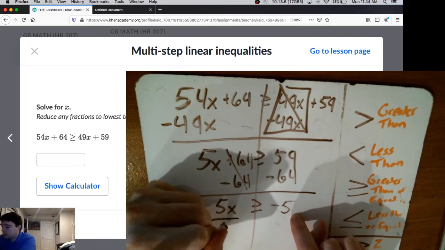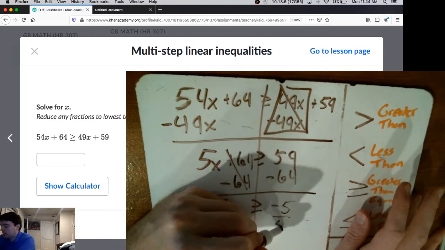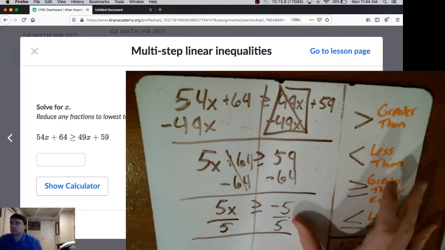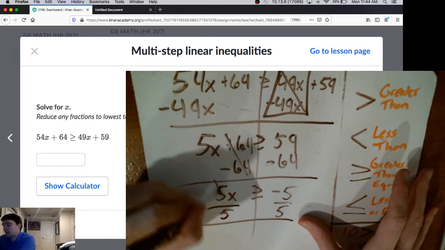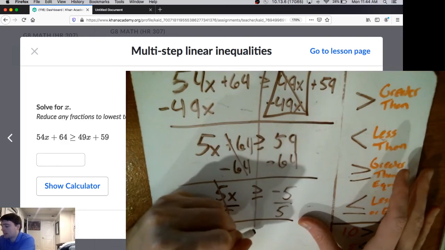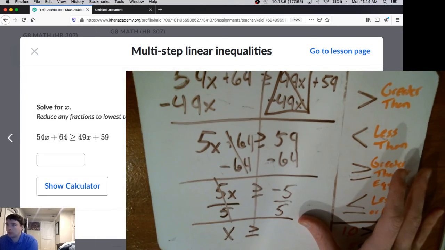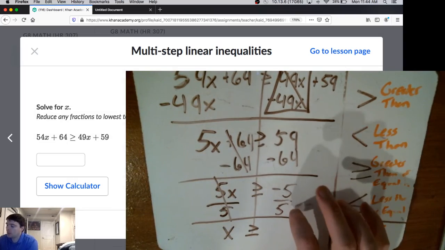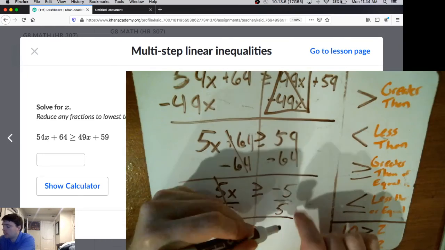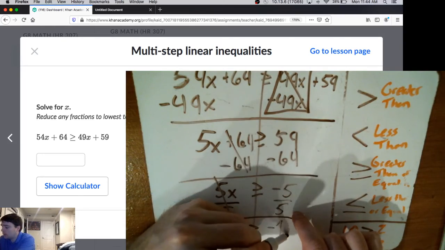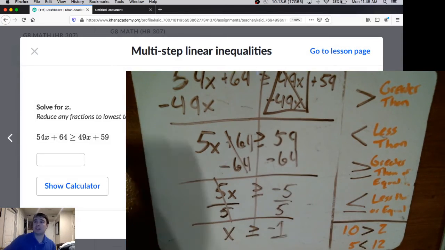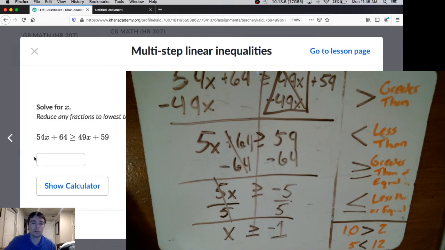The opposite of multiplying by 5 is to divide both sides by 5. That cancels out the coefficient. Now I have x is greater than or equal to, and since I divided by a positive number, the inequality will not flip. Negative divided by a positive makes a negative, and any number divided by itself makes 1. So that's how I find x is greater than or equal to negative 1.